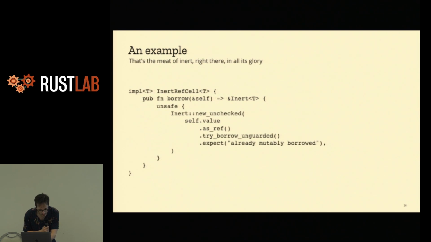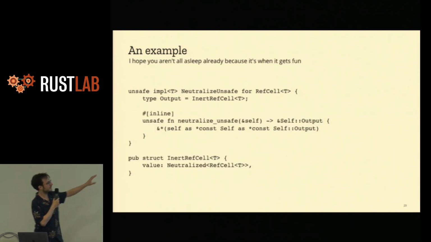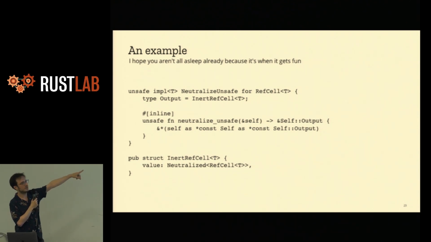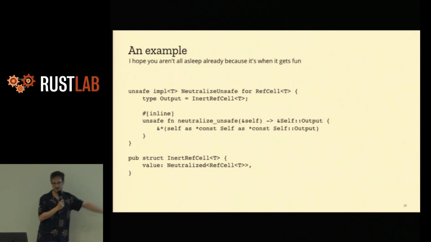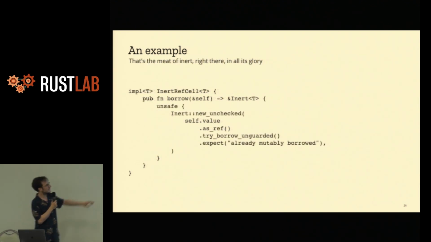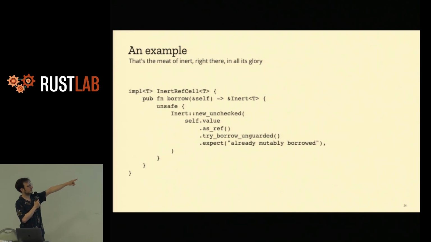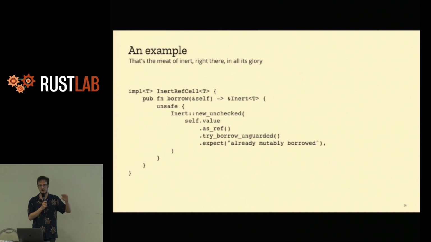Yeah, so a RefCell is neutralized by returning an inert RefCell, which is, again, just a wrapper around the RefCell. And it comes with this method that calls RefCell try_borrow_unguarded, which is something that I landed in Rust two months ago, which is just like try_borrow, but when it succeeds, because the underlying value was not currently mutably borrowed, it returns a reference to the inner value without actually changing the borrow flag of the RefCell, which is why it's unsafe.